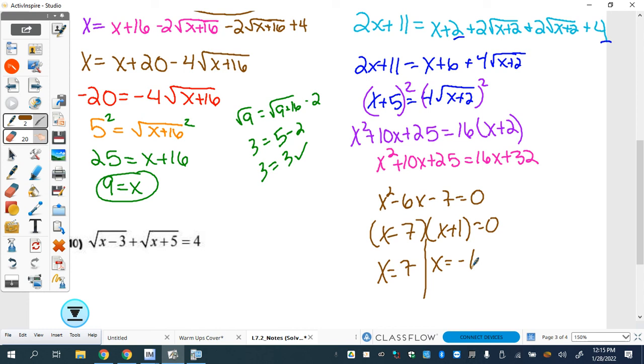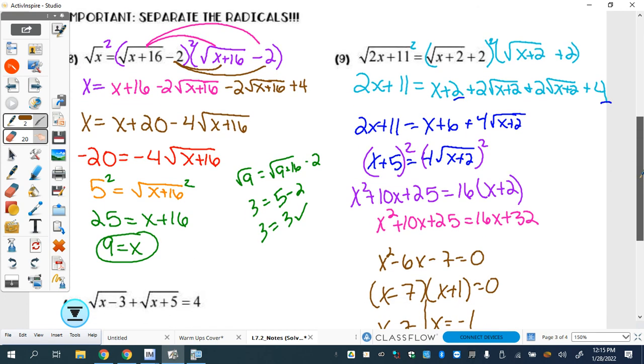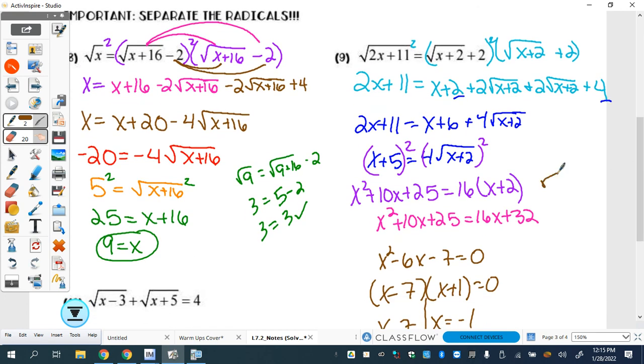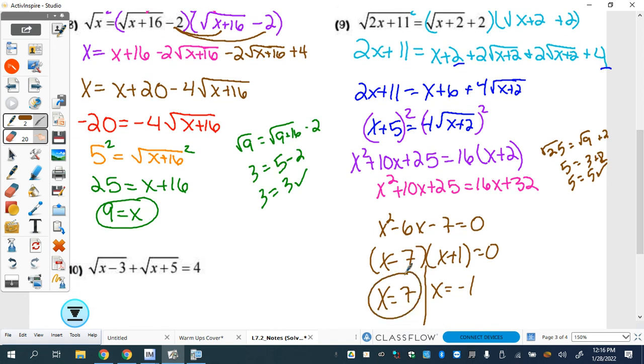Do they both work? Let's find out. So I plug in 7, I get 14 plus 11 is 25. And then a 9. Yep, so 7 works. Check. If I plug in negative 1, that'd be negative 2 plus 11, so that's 9. Plus 1. Yes, these both actually end up working. We can keep both of them. Again, sometimes they both work. Most times they don't.